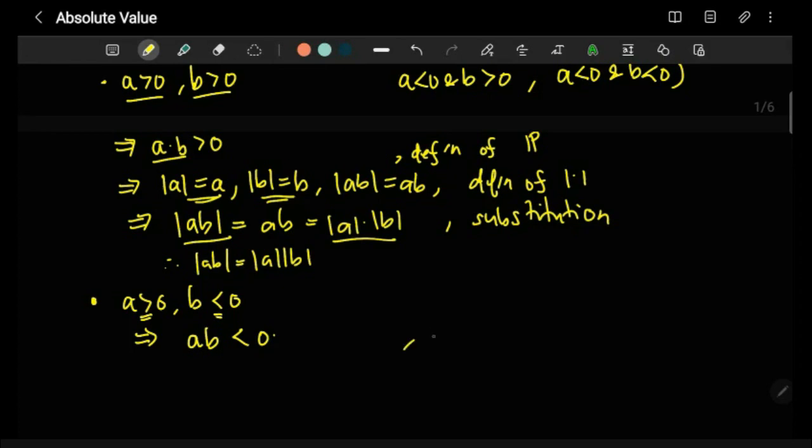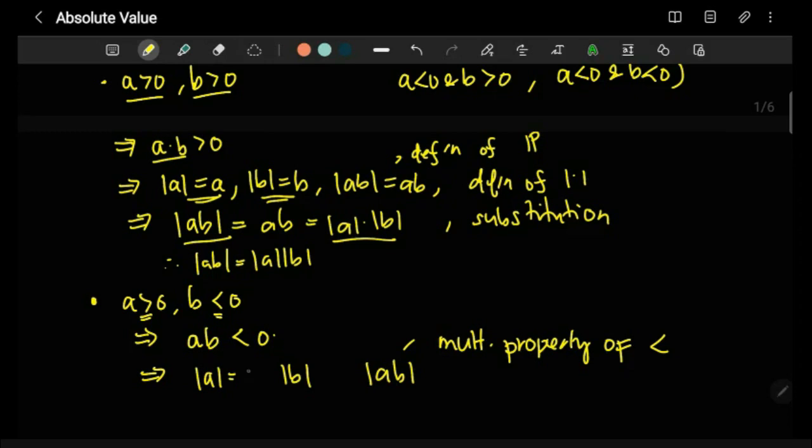Again, that's the multiplication property of inequality. You still remember the addition property, the multiplication property, and the transitive property of inequality. So what does that mean? AB is negative. Now we can evaluate the absolute value of A, the absolute value of B, and the absolute value of AB. Since A is positive, this is A. Since B is negative, this is negative B. And since AB is negative, this is negative AB. That's the definition of the absolute value.